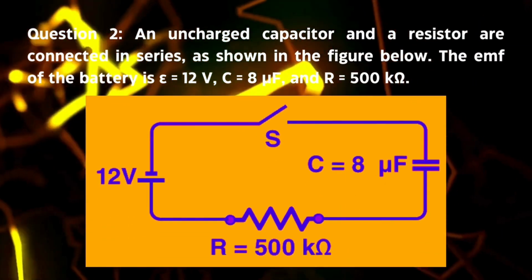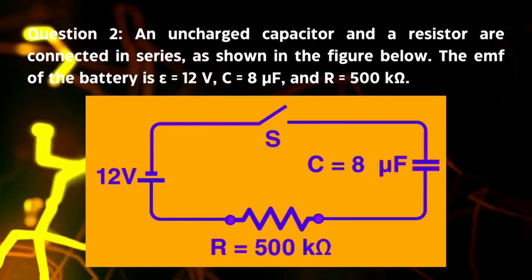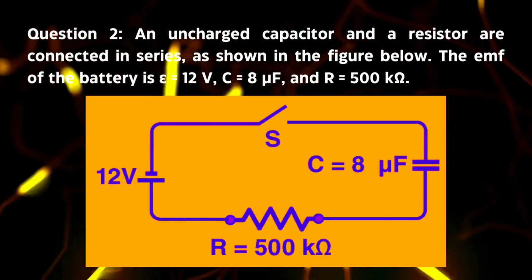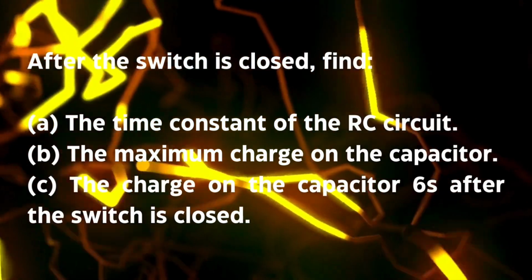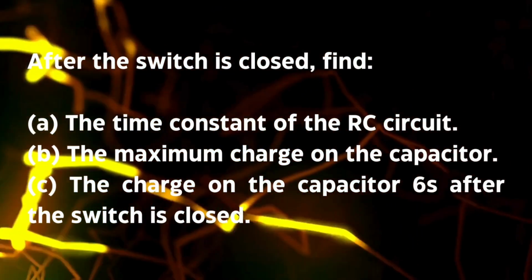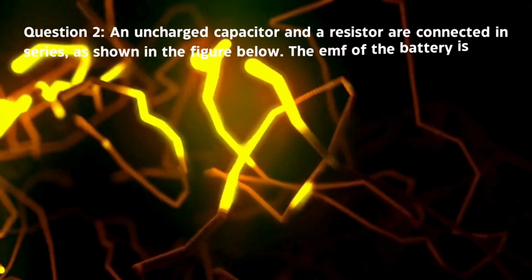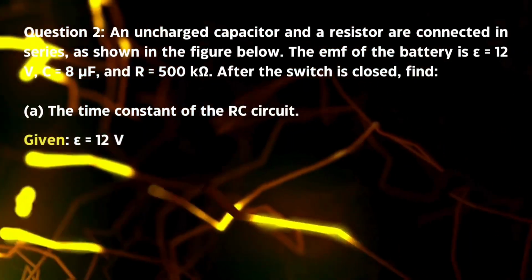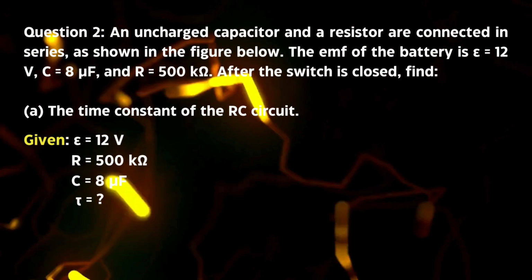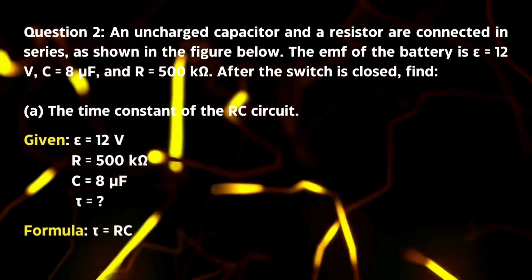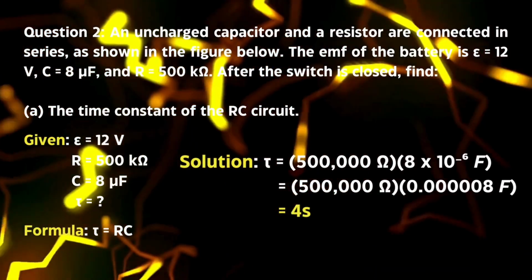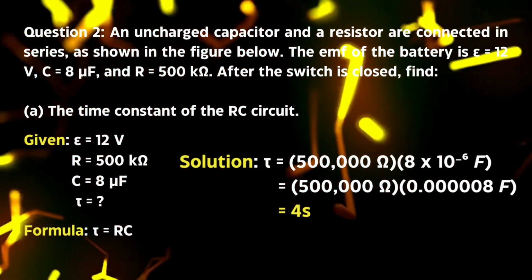For question number 2, a capacitor and resistor in series are connected to a battery with EMF equal to 12 volt, capacitance of 8 microfarad, and resistance of 500 kilo ohm. For letter A, let's find the time constant of the RC circuit. First, let's write down our given with time constant missing. Use the formula for the time constant, T is equal to R times C. Substitute the given values, then solve. Our answer for letter A is 4 seconds.